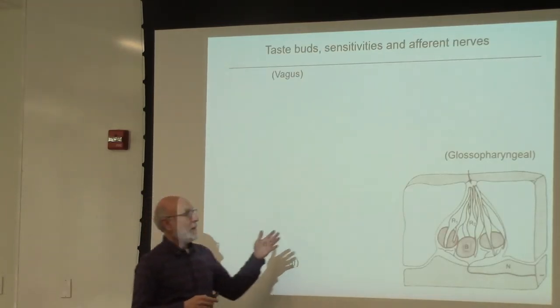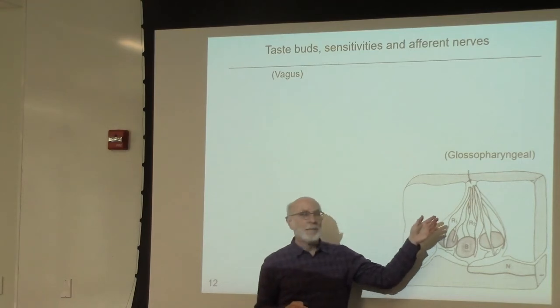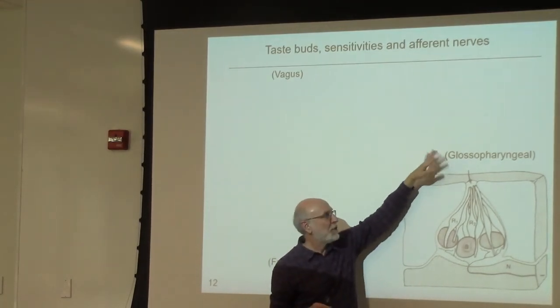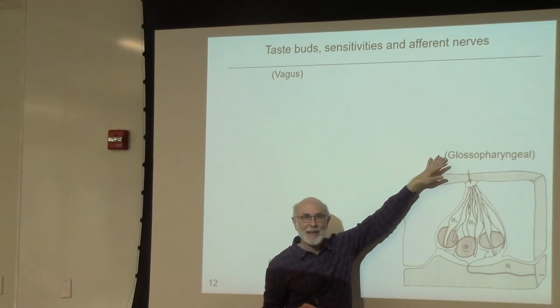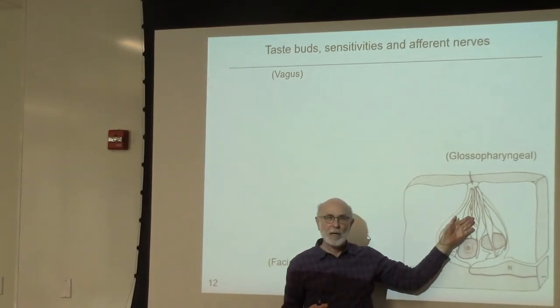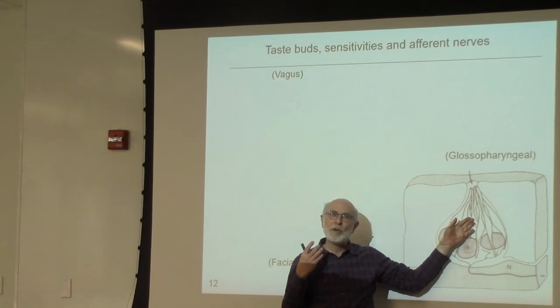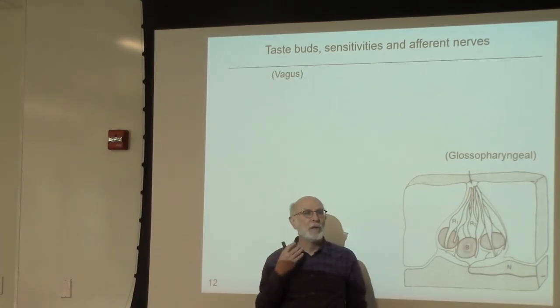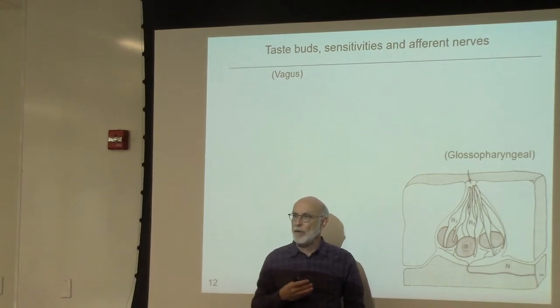So taste is detected by taste receptors, and this is a taste bud. It's not glossopharyngeal, so I'm sorry about that. That shouldn't have been linked to this image. This is a taste bud on your tongue. We also have taste receptors, not in buds, but expressed on the back of our throat. So we taste with our tongue and with the back of our throat.